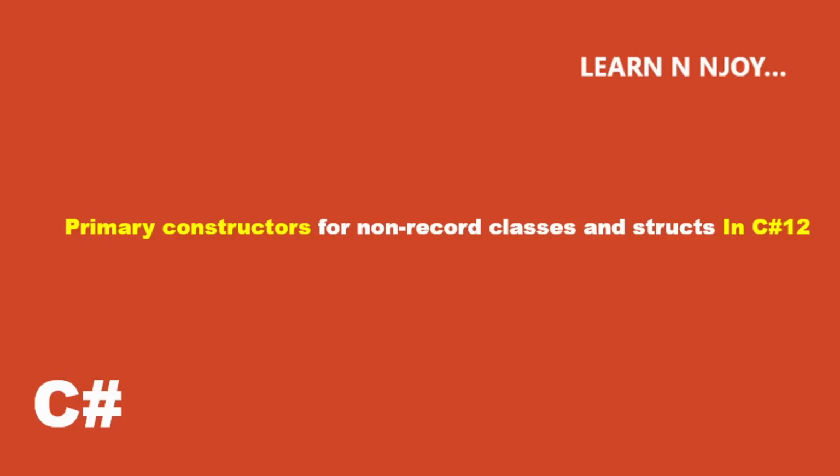Today I am going to talk about one of the new features of C# 12, which is primary constructor for non-record classes and structs. Right now it's available in the latest .NET 8 preview mode. You can download the latest Visual Studio 2022 17.6 preview and try it out. I will show you how to do it.